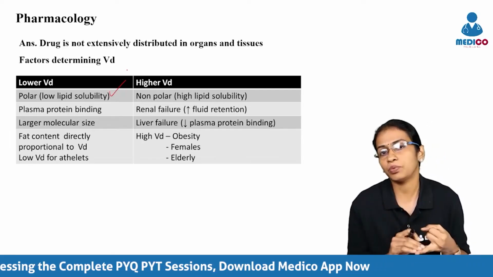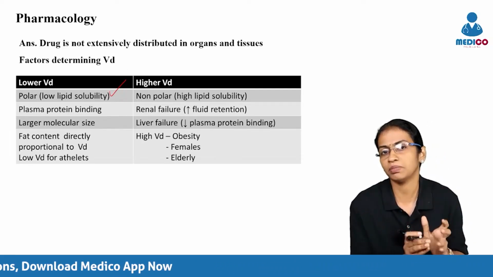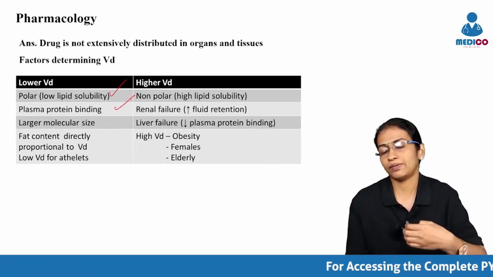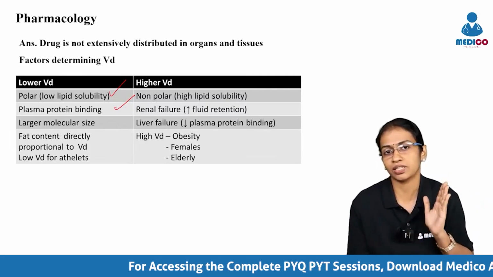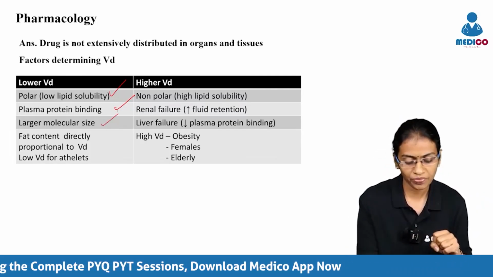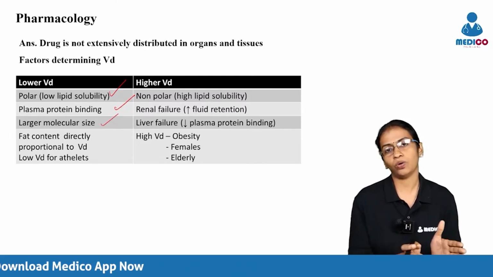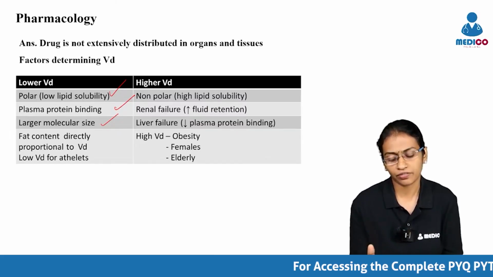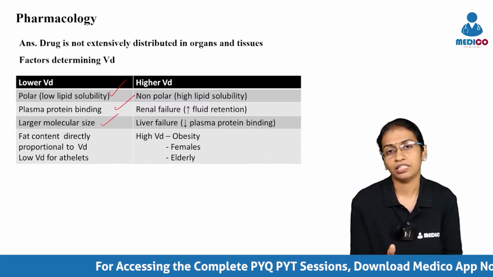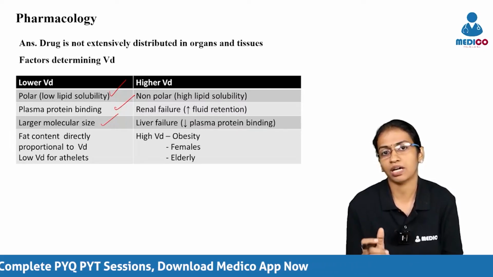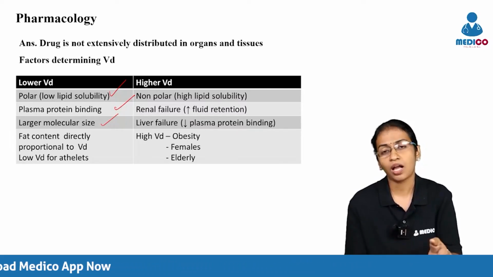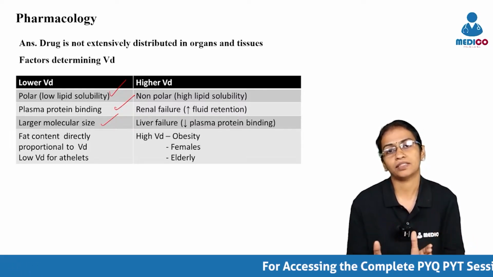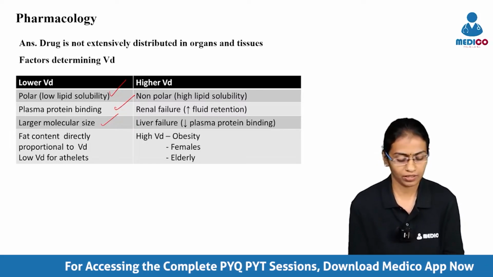If it is highly protein bound also, it will remain within the vascular compartment. Again, the volume of distribution will be low. Large molecular size, again it will have difficulty in crossing, it will remain within the vascular compartment. Again, the volume of distribution is low. Fat content is low in athletes. So high lipid solubility, excessive fluid conditions like renal failure, liver failure, where plasma protein is decreased because of hypoalbuminemia, and where the fat content is more, as in obesity, females or the elderly, there is higher volume of distribution. Clear?